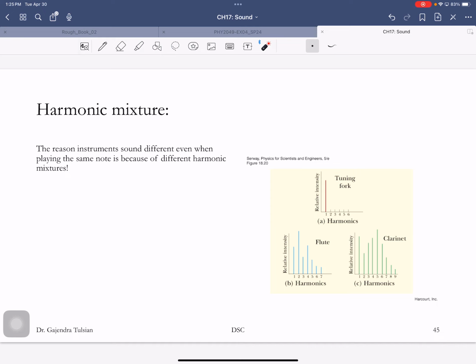And so that's the difference between, for instance, a $3 million violin versus a $30 violin. This is what you're paying the difference for. The timbre of the sound.